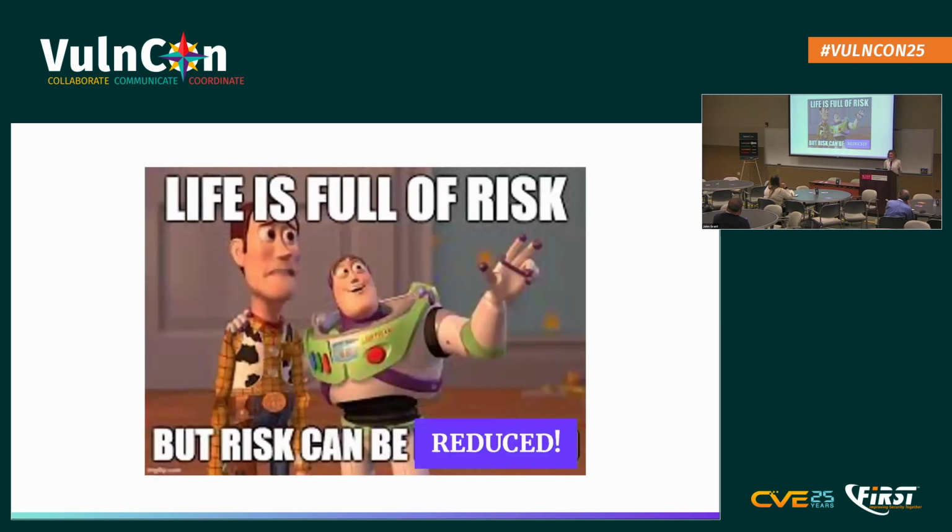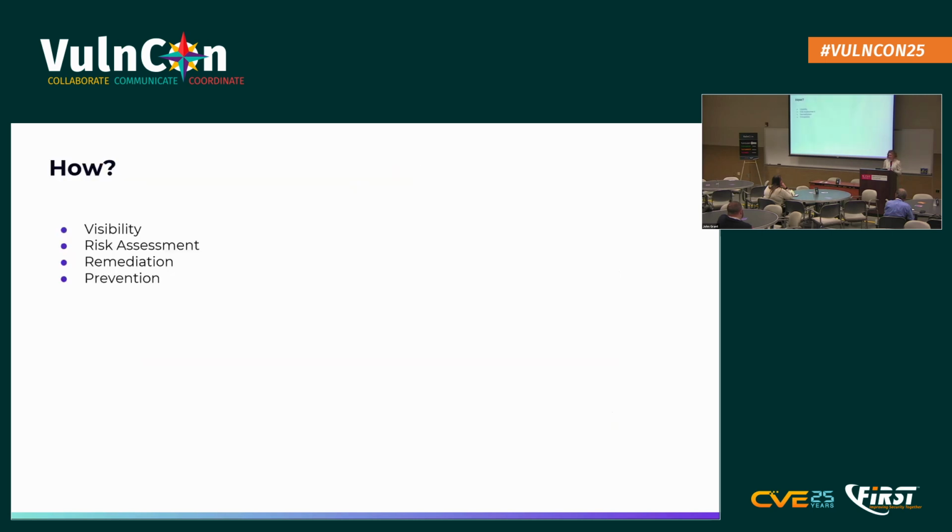So life is full of risks. Like, that's why we're all here. This is VulnCon. But in this environment, in these ecosystems, risk can be reduced. They're different. We're talking about business innovation platforms. We're talking about a contained environment. You can reduce risk holistically here. So that's what we're going to talk about next.